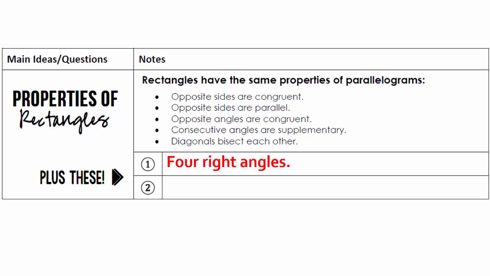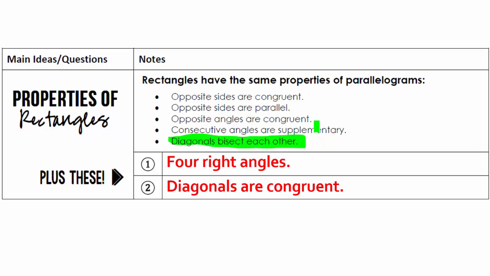The second one is that the diagonals are congruent. So, if you remember up here, the diagonals bisect each other, but in an ordinary parallelogram, they're not congruent. But in a rectangle, they will always be congruent.